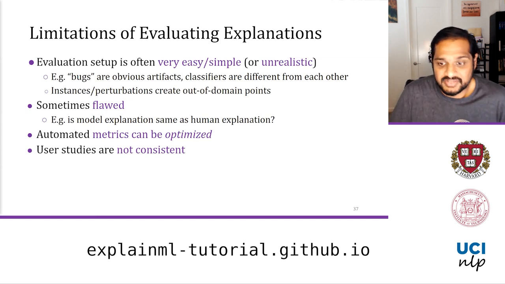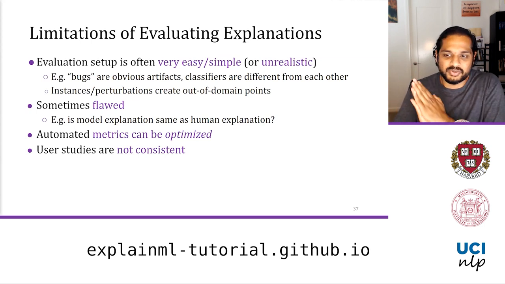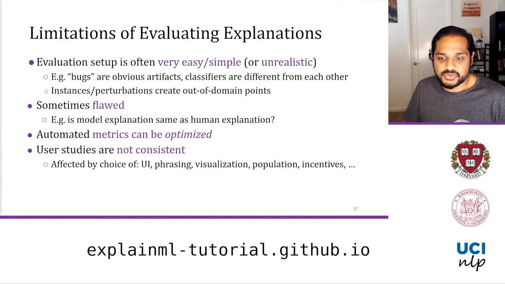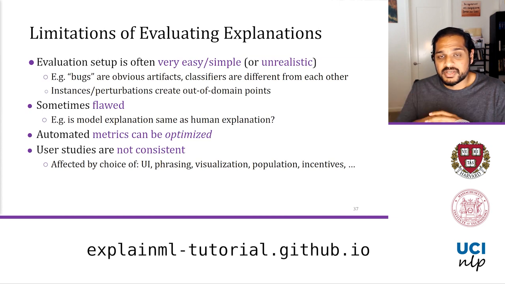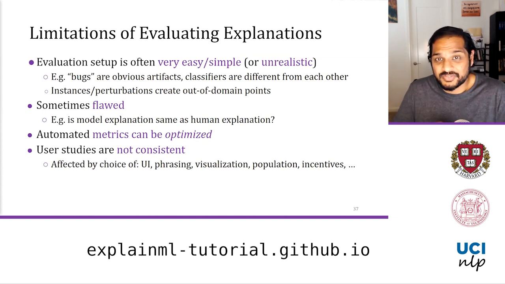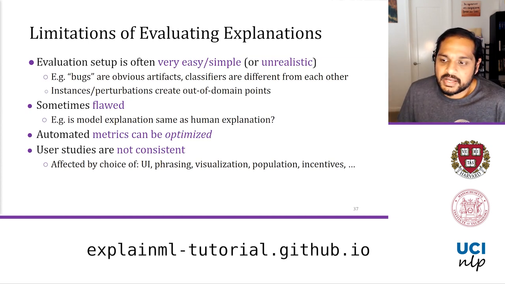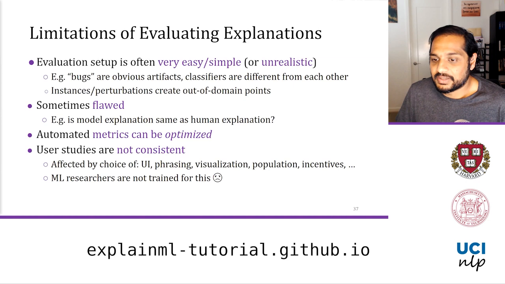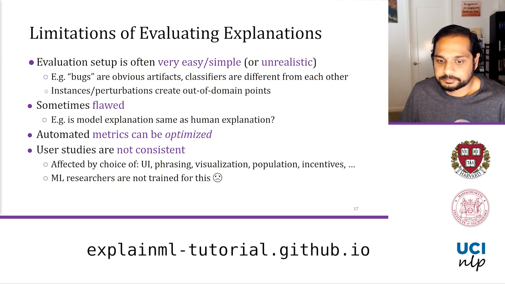One of the biggest problems I have is that the user studies are not consistent. They may be consistent within one contribution, but when you're talking about multiple papers and how things evolve over time, there are major issues here, right? These user studies can be affected by so many different things. They can be affected by what the UI was, how you phrased the question, what the visualization of the explanation was, which population you were evaluating on, how much were the incentives if you're doing crowdsourcing. There are so many things that could affect your results. And we as machine learning researchers are not really trained for this, unfortunately. So I feel we do a pretty shoddy job of doing consistent user studies that are reliable.